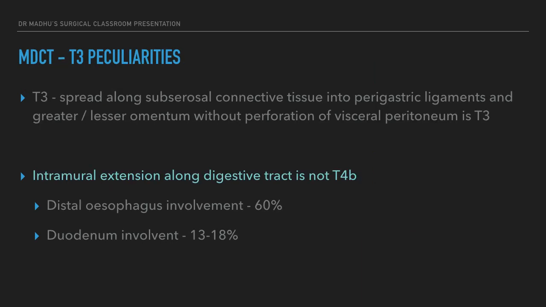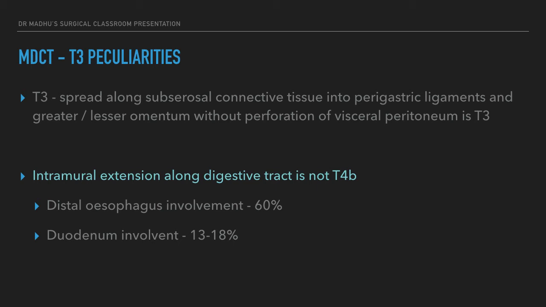There are certain peculiarities that we need to understand when it comes to T staging in CT stomach. One is spread along the subserosal connective tissue into the perigastric ligaments and into the greater and lesser omentum without perforation of the visceral peritoneum, which is still T3. For example, if a tumor extends from the stomach along the perigastric ligaments and the peritoneum over the ligaments is intact without any perforation by the tumor, it is still considered T3 even though the extent of the tumor is away from the anatomical confines of the stomach.